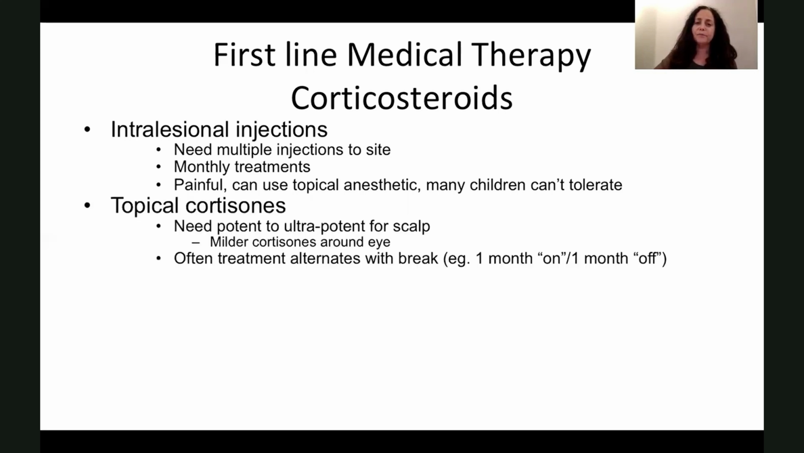this is an option. We can also use ultra-potent topical corticosteroids. Typically, mild, medium, and even potent steroids don't tend to work very well for alopecia areata, so certainly for the scalp, we would stick to ultra-potent, maybe something a little bit milder around the eye. We usually take breaks in therapy. So one example would be to treat once a day to the affected area for 1 month and then take a 1-month break. And the reason we do that is to decrease the risk of atrophy, striae, and absorption.